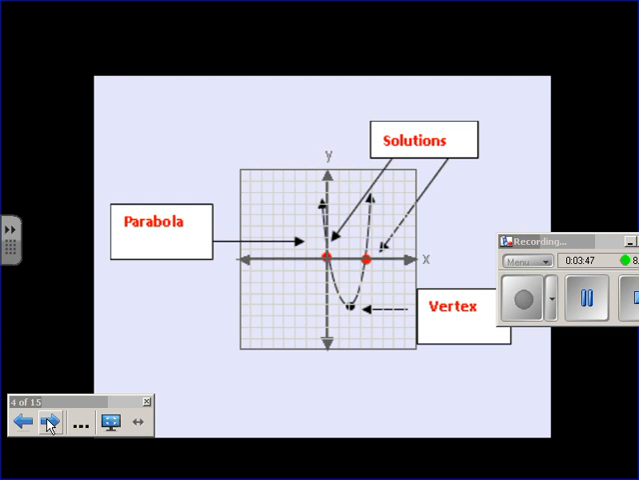Here's an example of a parabola, the U-shaped figure. Notice that it does not go straight up, but there's kind of a curve to it. The lowest point is the vertex, and we call that the minimum or the maximum. Here it is going to be the minimum because it's the lowest point on the graph. And then our solutions are going to be right here where the parabola crosses the x-axis.